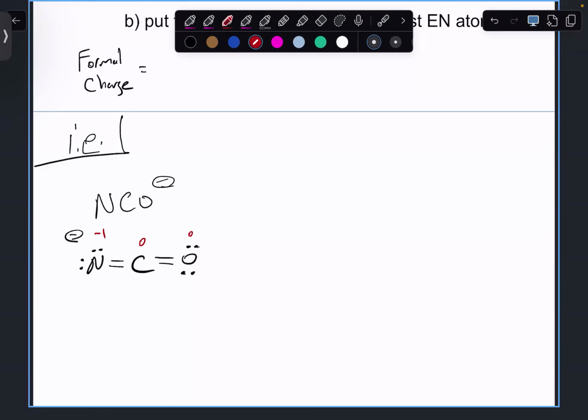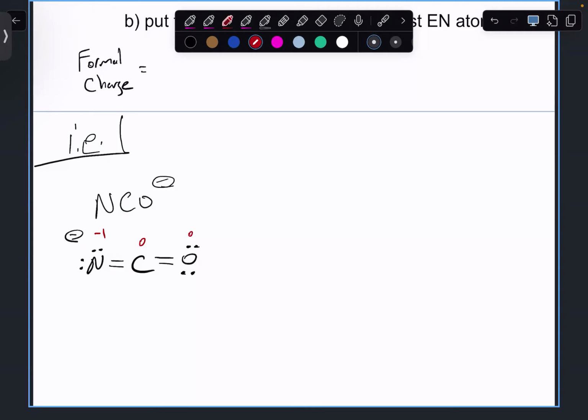If you didn't know that, or if you weren't comfortable with that, you could have certainly gone through that calculation here. Nitrogen has 5 valence electrons, minus the lone pair electrons, 5 minus 4, minus half of the bonding electrons, half of 4. 5 minus 4, minus half of 4. That's -1. So, however makes more sense to you.